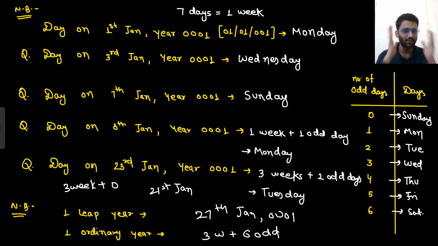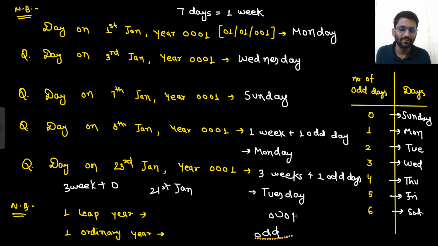Take your time, you can understand this on your own as well. I have told you the concept. 1 week means you started from Monday and ended with Sunday. 2 weeks means again you started with Monday and ended with Sunday. 2 weeks, 2 days. So in 2 weeks you have got Sunday. In the next 2 days, one will be Monday, the other will be Tuesday. So 2 odd days means Tuesday. Very easy concept, very straightforward.